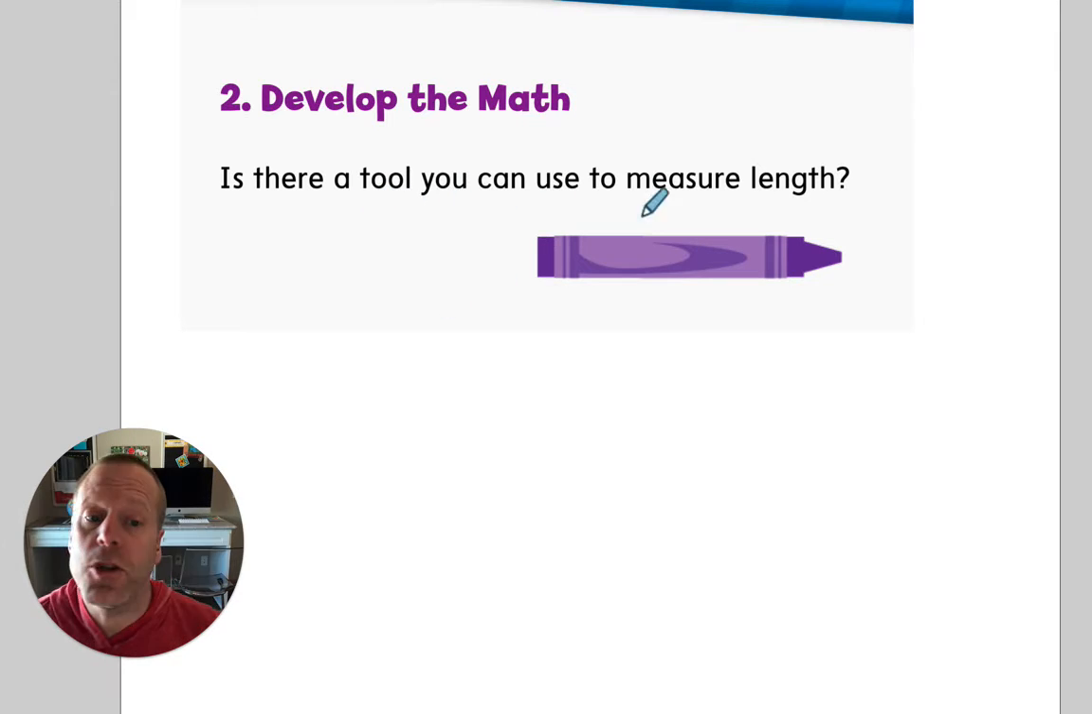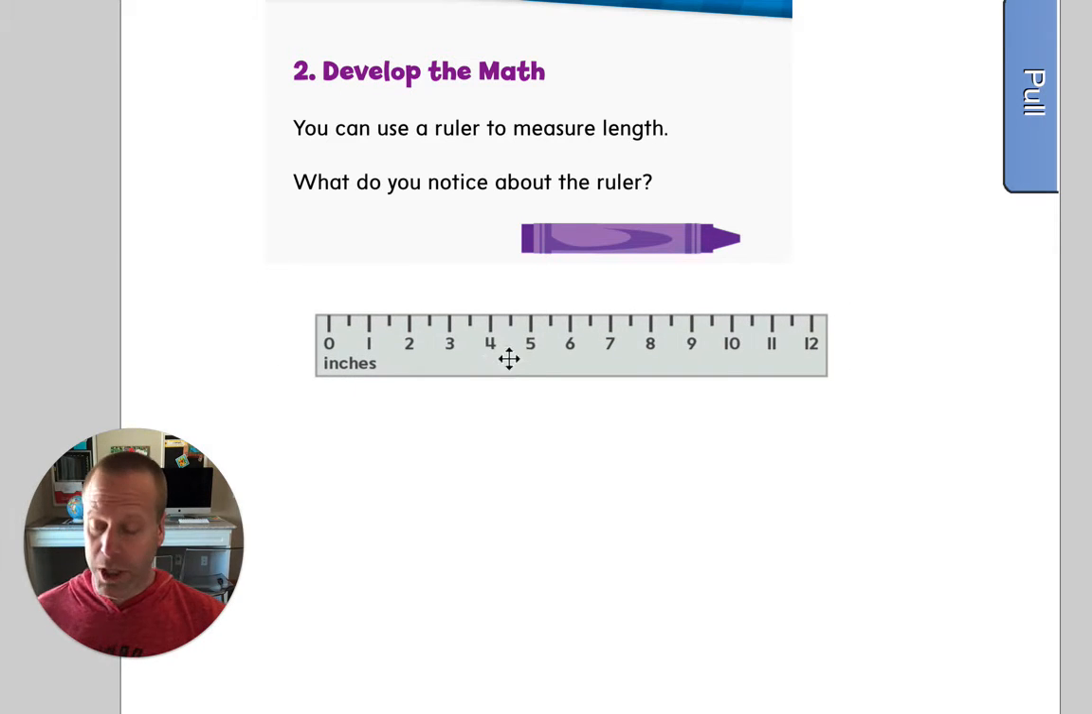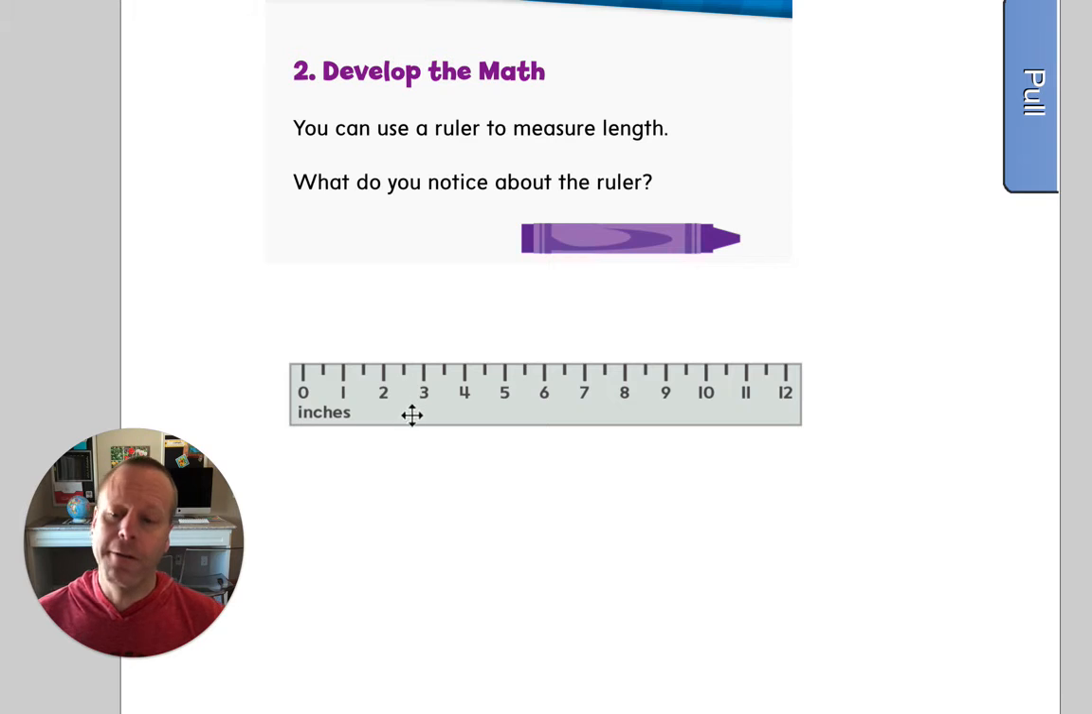Is there any sort of tool that we can use to measure? It asks. Yes. Yeah, when we get back to school next week, I'm going to be passing out rulers to everyone. This is a ruler. And what do you notice about this ruler? Well, it's measuring inches. It's labeled. It starts at 0. And then there's a little line. And then it goes 1, 2, 3, 4, 5, all the way to 12. So there are 12 inches on a ruler.